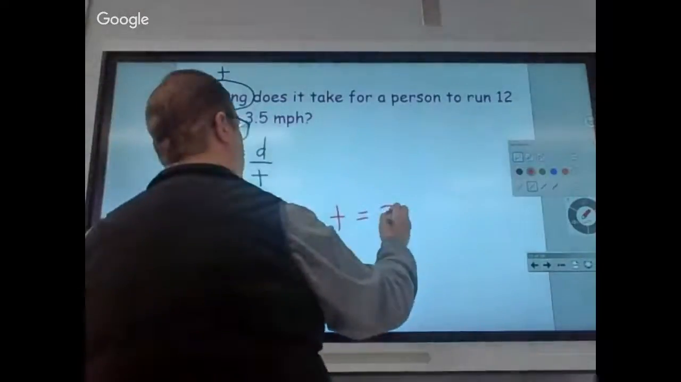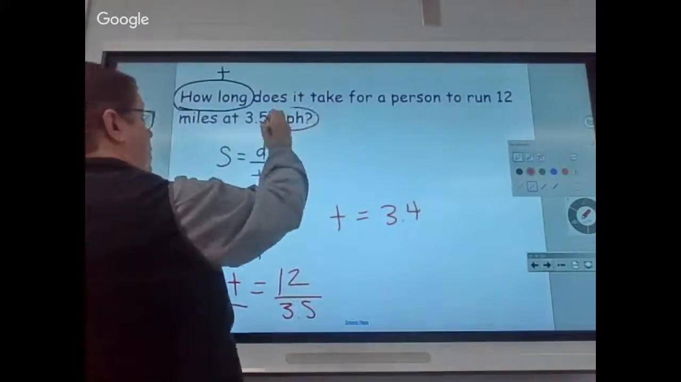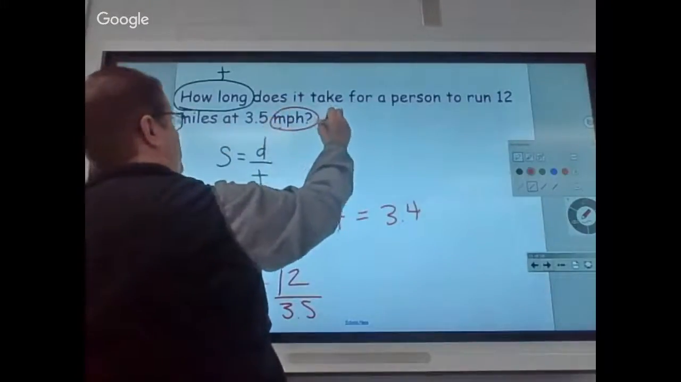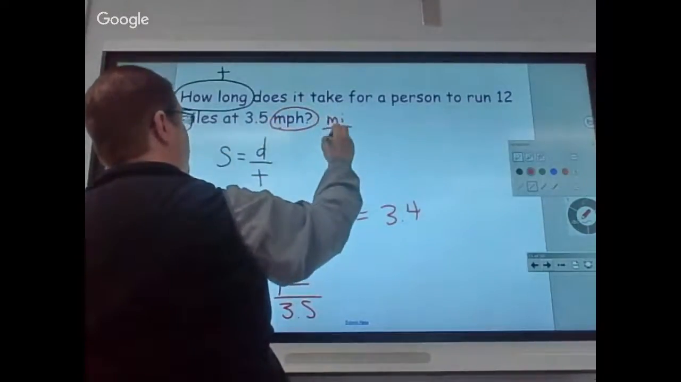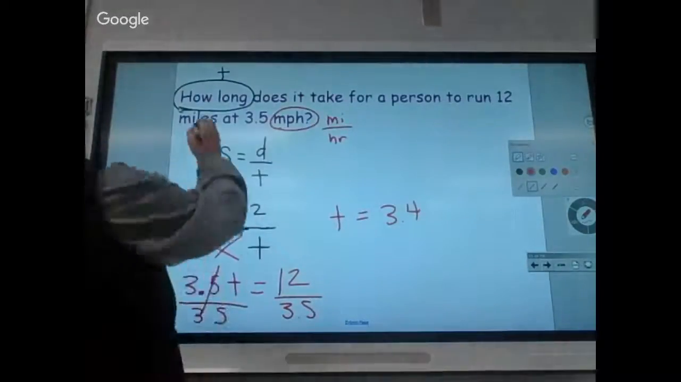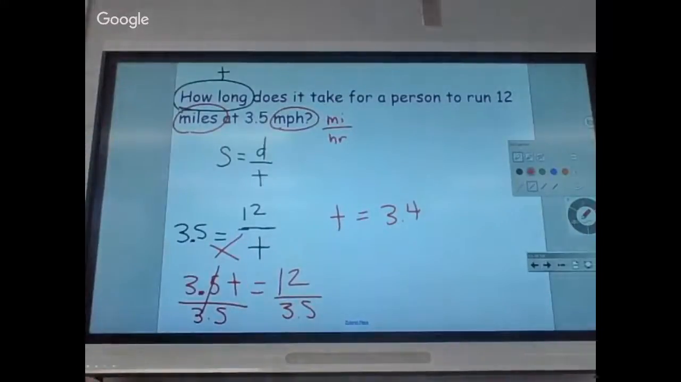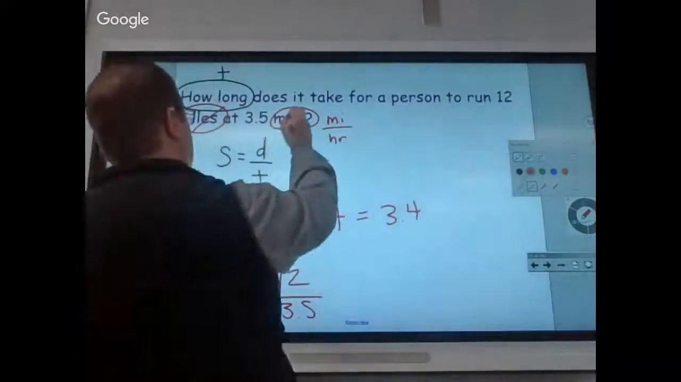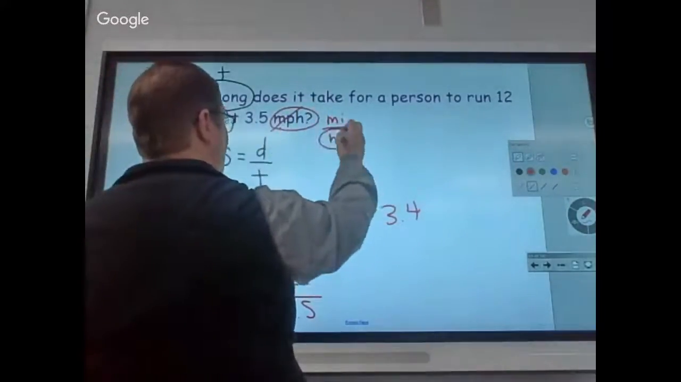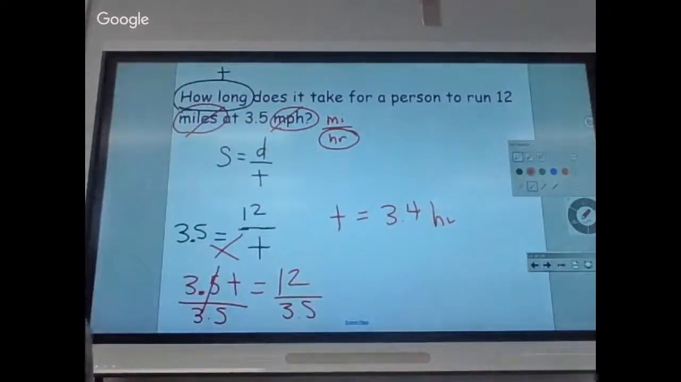3.4? All right, now when you look at your units, and I said this in the video, you can either write MPH or you can write miles over hours. It doesn't matter which way you write that. When you look, you have miles over hours. What are the miles going to do? You're going to cancel out, and you're going to be left with hours. So 3.4 hours. Okay? Does that help, Nigel?